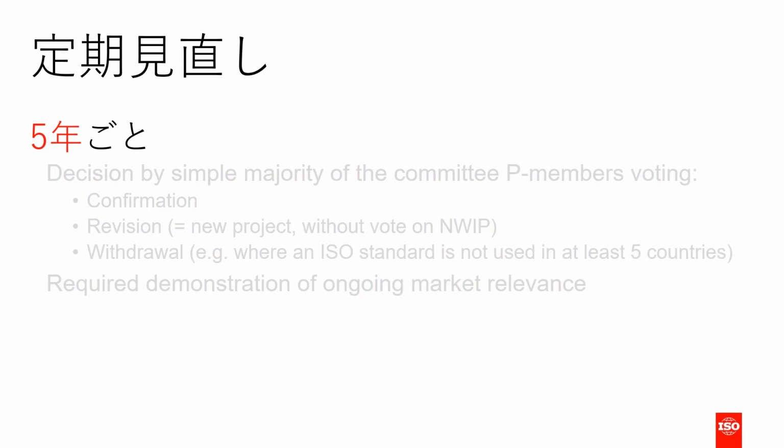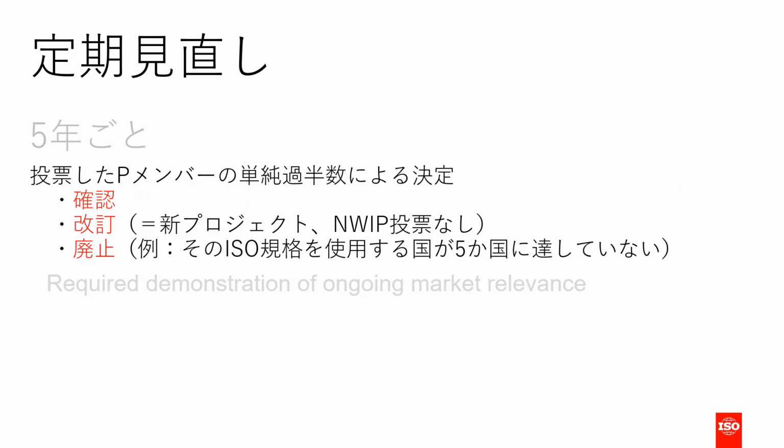Finally, there is a tool that ensures that all international standards remain relevant: the systematic review. This happens automatically 5 years after publication, and the review period lasts for 20 weeks. The result is decided by a simple majority of the P members. They can choose whether they think the standard should be confirmed, meaning it will remain available and unchanged for another 5 years. The second option is to revise the standard, which can be initiated without the need for a new work item proposal.